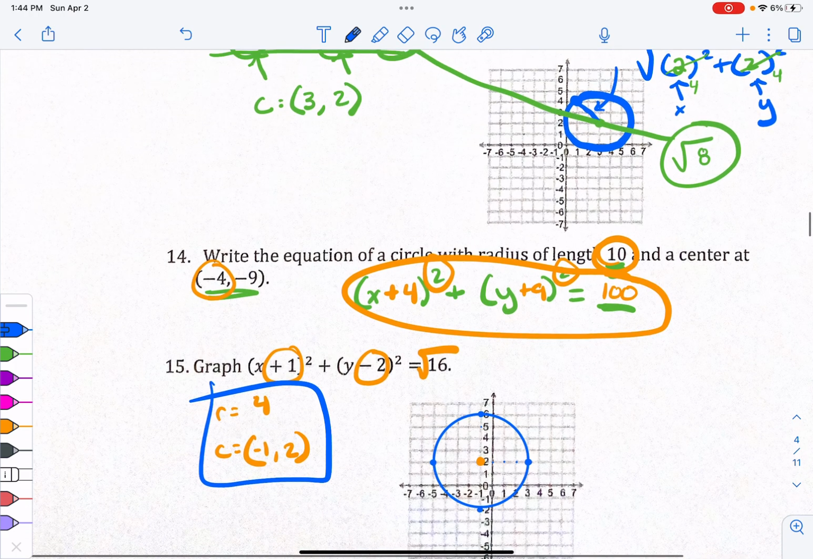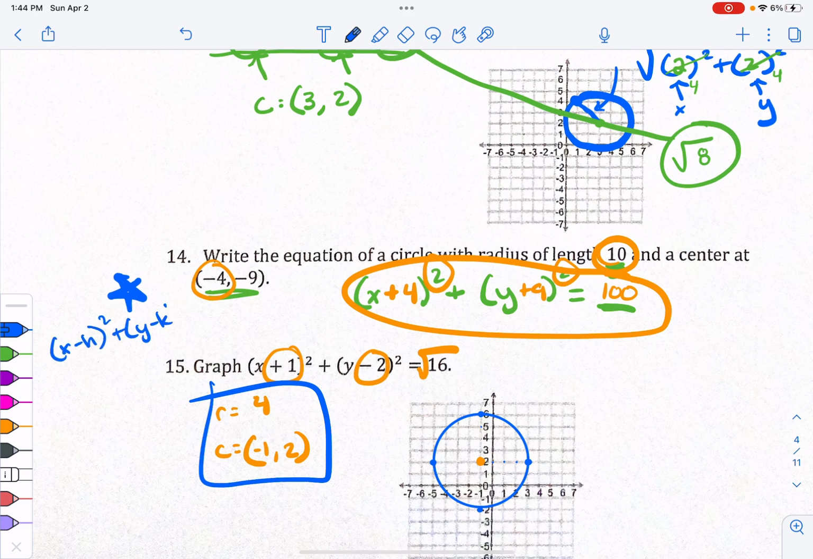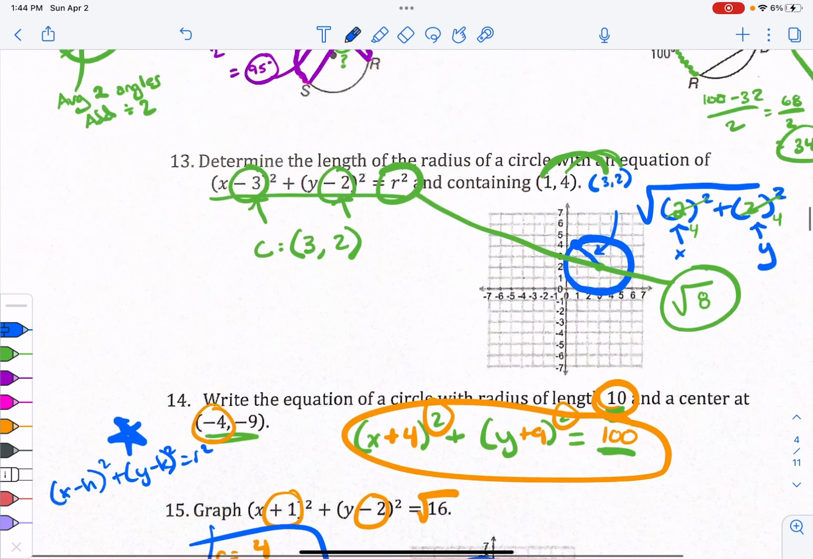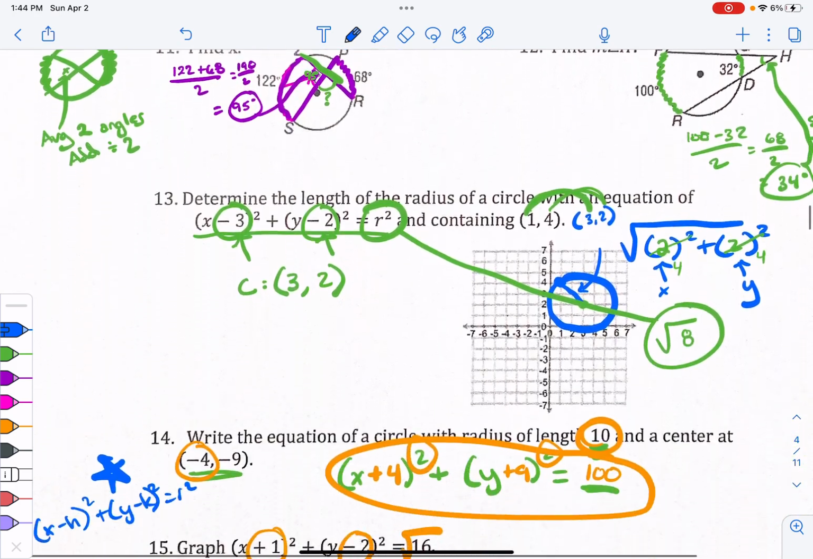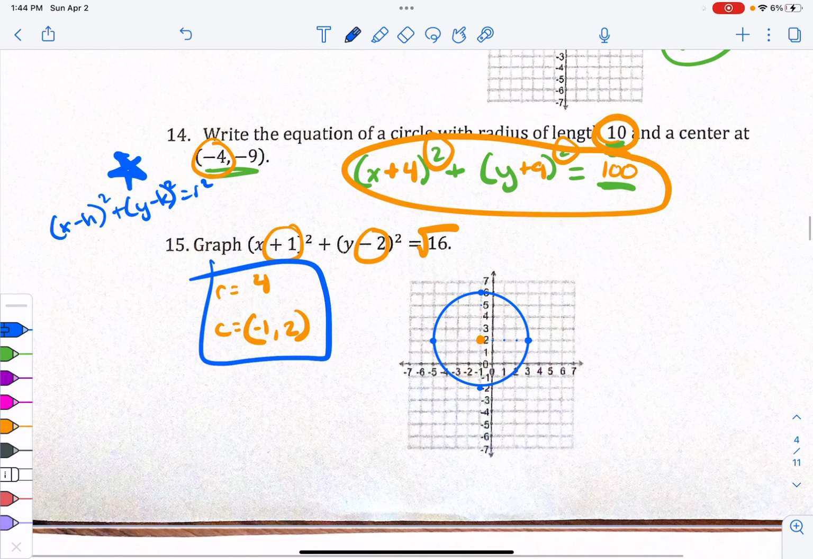So maybe that's another thing that you want to try to remember, the equation of a circle, x minus h squared plus y minus k squared equals r squared. Remember that, and all of these other circle things that you might need to know. Study those before you take the test tomorrow, and you'll be good to go.